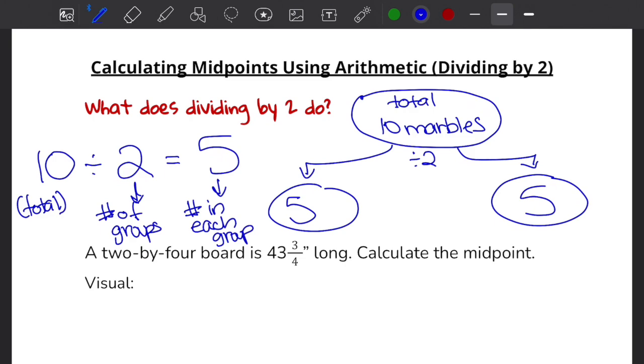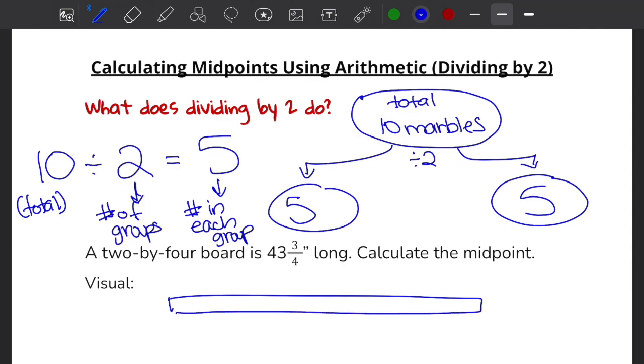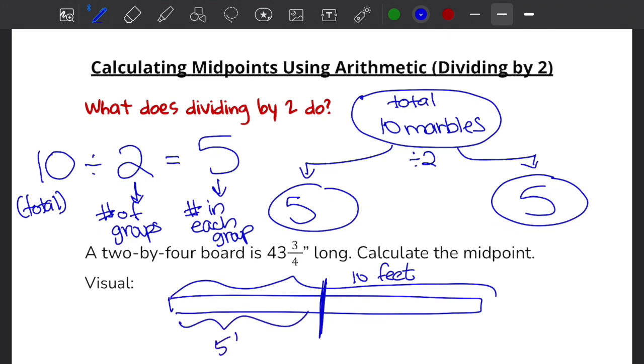So when we're calculating midpoints, we're following that same logic. Let's say I have a 2x4 board, for example, and I know the total length of that board. Let's say it's 10 feet. That's very long, I know. Let's say it's 10 feet, and I want to know the midpoint. Well, I'm taking this entire length and I'm splitting it into 2 equal groups. This would be 5 feet, and this would be 5 feet. So I'm essentially going 10 divided by 2 equals 5. And dividing by 2 will be the theme of our video today.